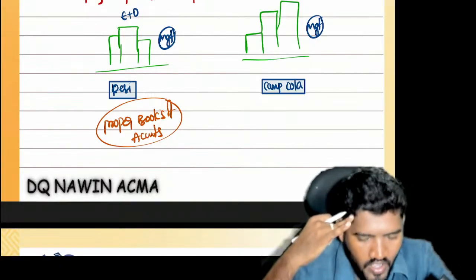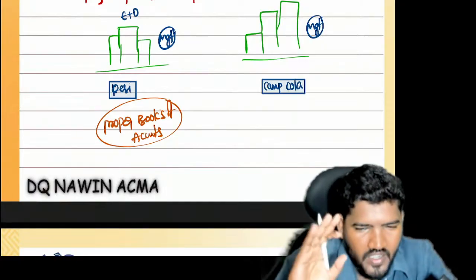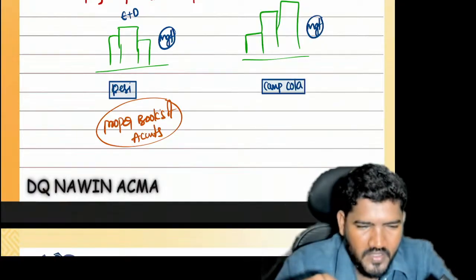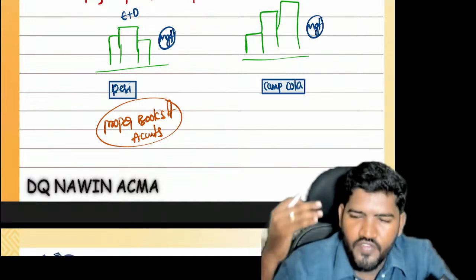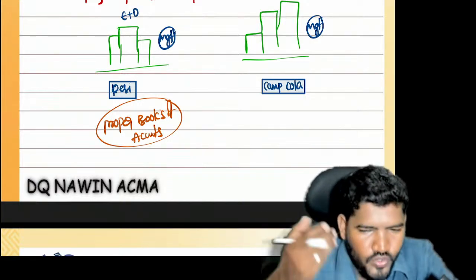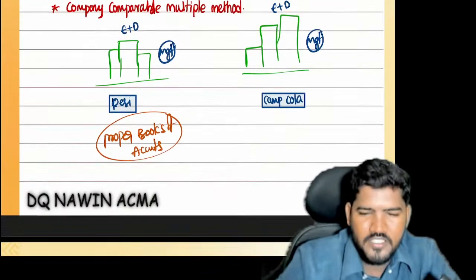Hope you guys are clear. If they maintain proper books of accounts and proper estimations, we can easily use the discounted cash flow method or the earning capitalization method. Because of the lack of financial information, we can't use those two methods. Even so, we have to use one method for valuation. That method is called the company comparable multiples method.